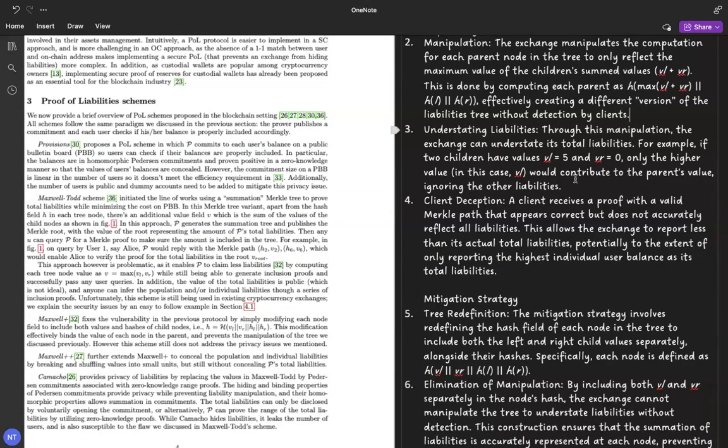So thereby they are reducing their total liabilities. Here I can try to give an example: if you have a left node with, let's say, 5 ETH and a right node with 0, then in this manipulated exploitation, the exchange can basically pick the maximum value between 5 and 0, and contribute that to the parent's value for hashing, thereby reducing the total liabilities.